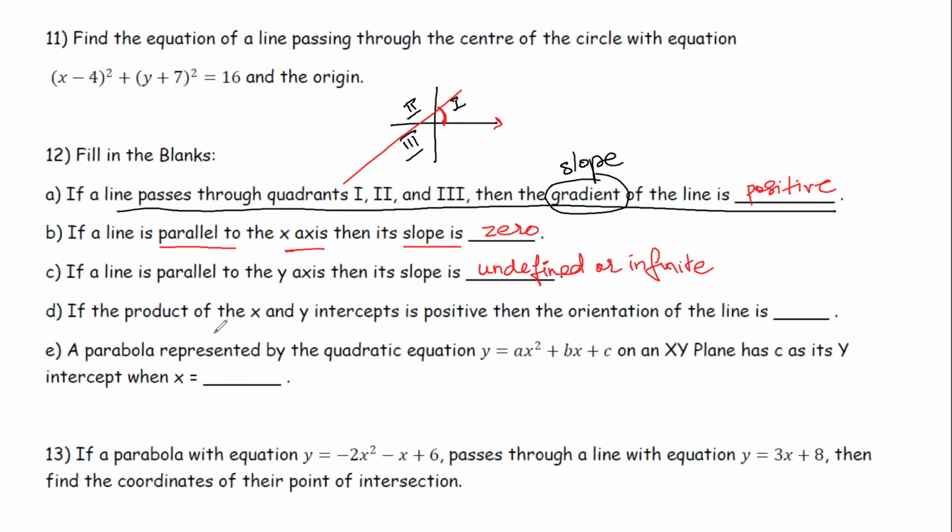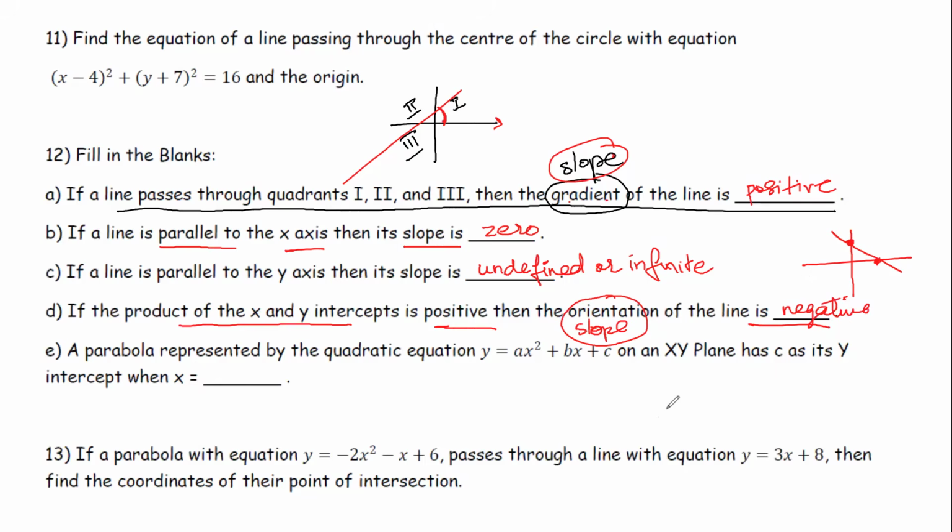If the product of x and y intercepts is positive, then the orientation of the line... So orientation of the line is the slope of the line. Okay, gradient means slope of the line. Same thing. So slope, gradient, orientation in coordinate geometry, they mean the same thing. So out here, this is your y-intercept. This is your x-intercept. They both are positive. So if the product of x and y-intercepts is positive, if a line has both y-intercept positive and x-intercept positive, then it has a negative slope. So the answer is negative.